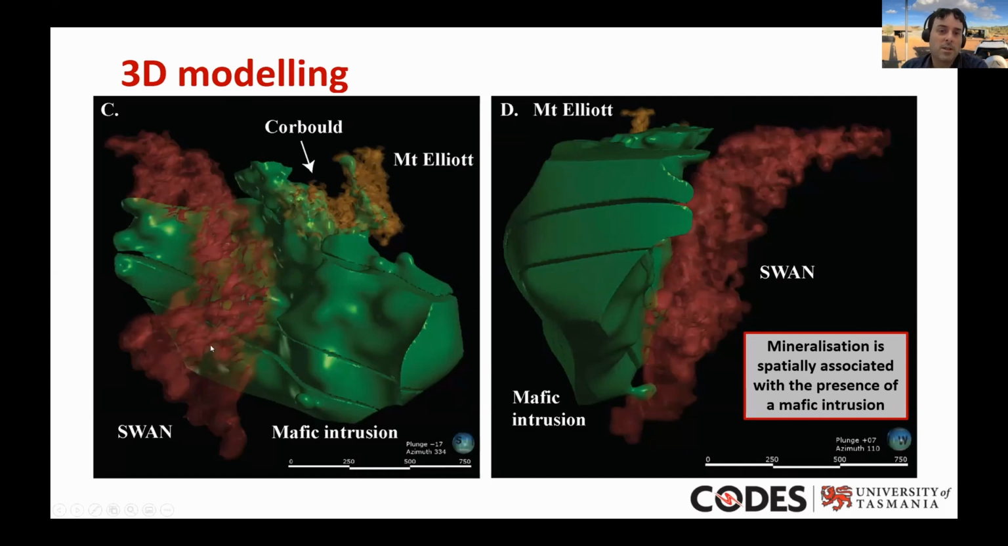What you can see here is that the Mount Elliott is located right next to an apophysis of that intrusion. It's spatially associated with that apophysis, really close to it. And on the SWAN deposit on the right side of the image, that red blob just flanks that mafic intrusion to the southeast. So there's a strong spatial correlation between where the mineralization is and where this mafic intrusion is. We're not too sure if there's a genetic link or not at the moment, but all we can say is there's a strong spatial correlation between the two.